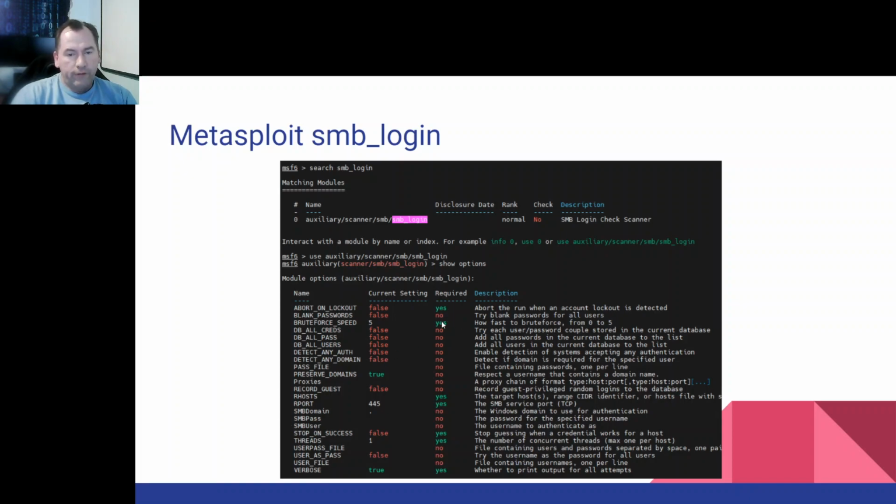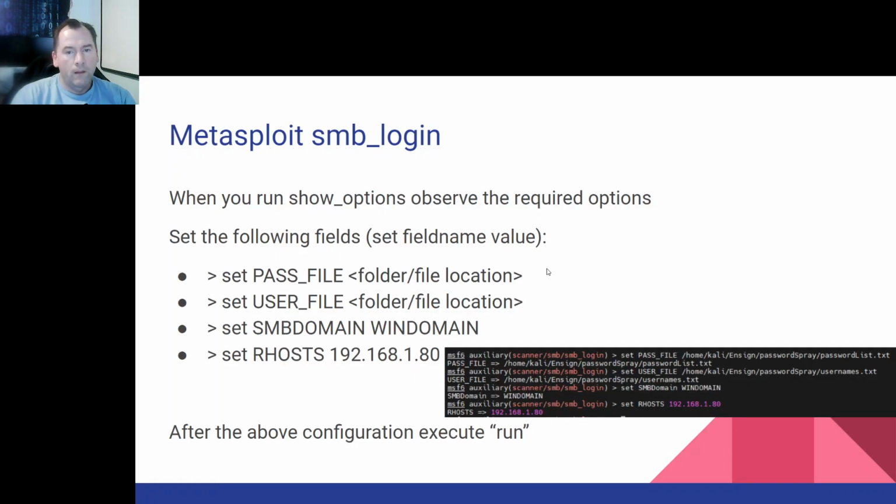And notice the required fields. There aren't very many required fields, but if you are brute forcing or conducting a password spray, you do want the pass file and the user file. We also need to set the SMB domain to win domain. We learned about the SMB domain in the QDPM password spray, and it was given to you by the instructor. That's also the domain name that we're using inside. And then we also want to set the host that we're attacking, so 192.168.1.80.